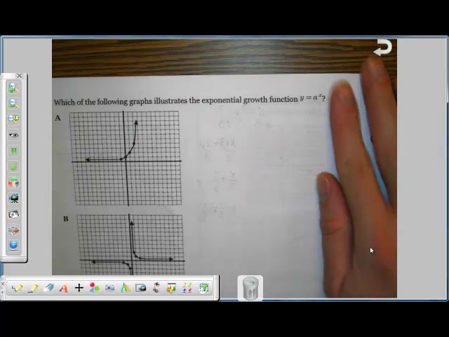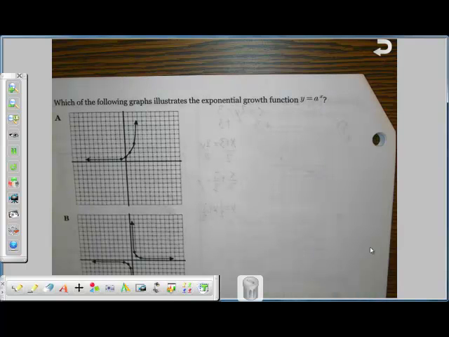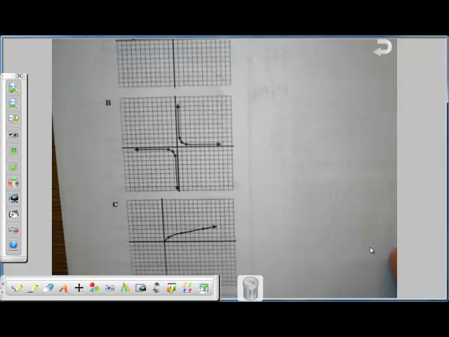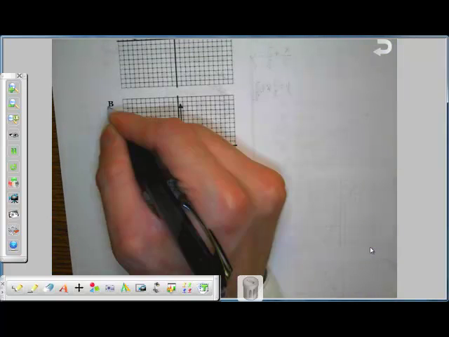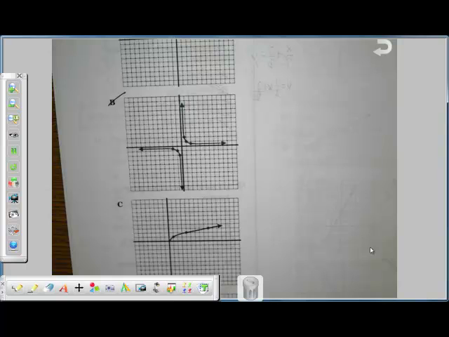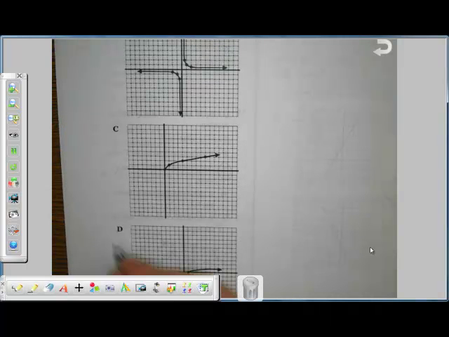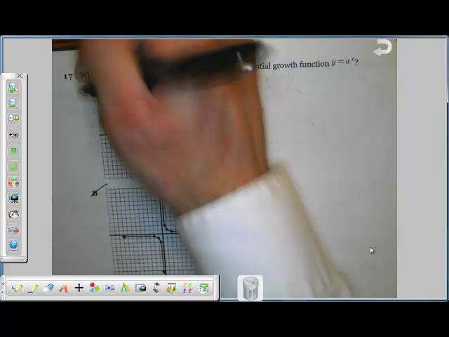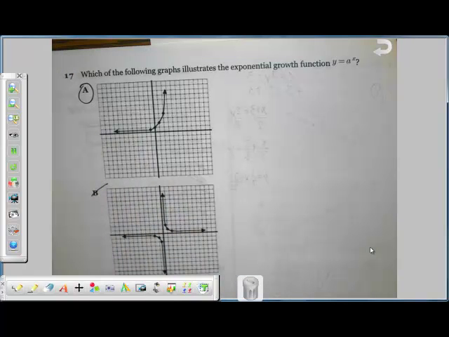Okay, next one. Which of the following is an exponential growth function? Okay, process of elimination time. B is a rational function, not what we want. D is not growing very fast, that's a log. C is a square root curve. The only one that's an exponential growth is an A. Do you remember your notes, and do you remember what an exponential growth curve looks like? You either know it or you don't.